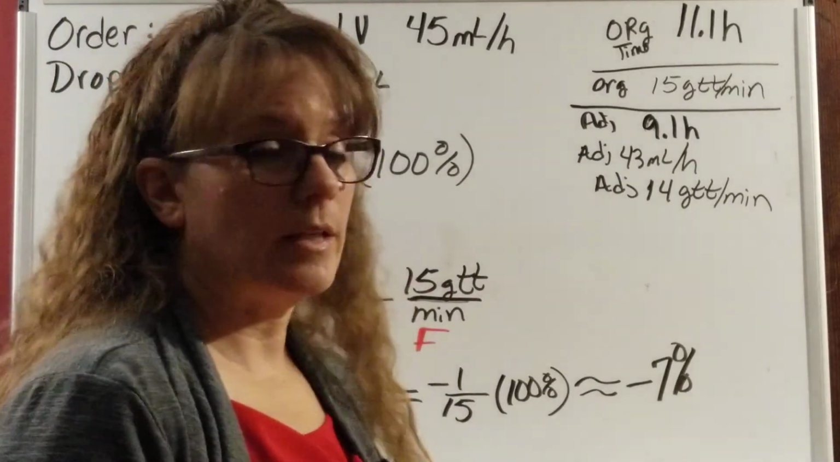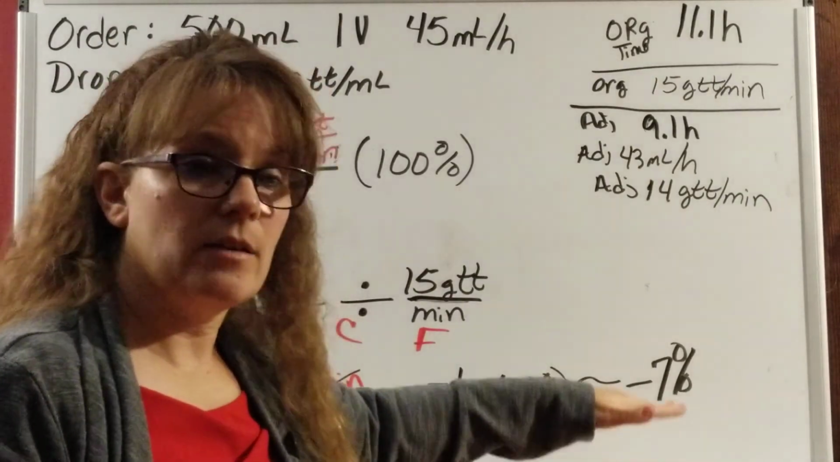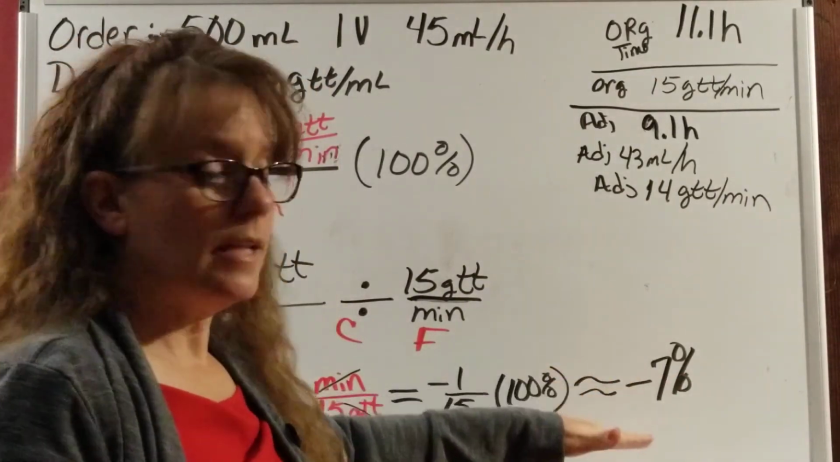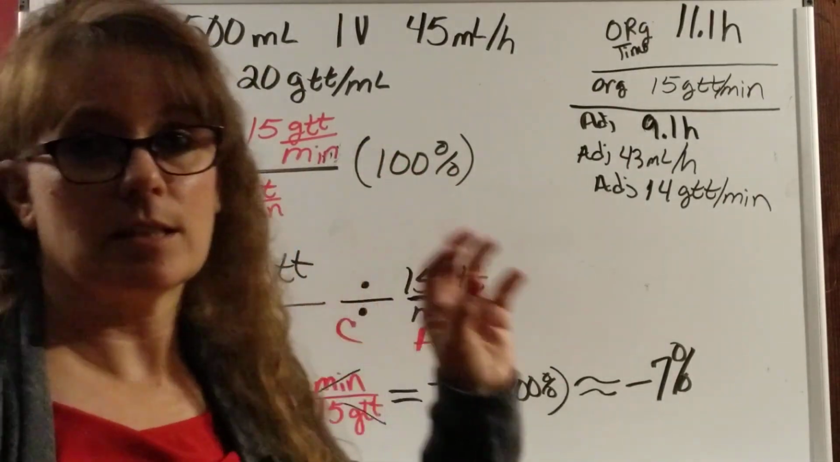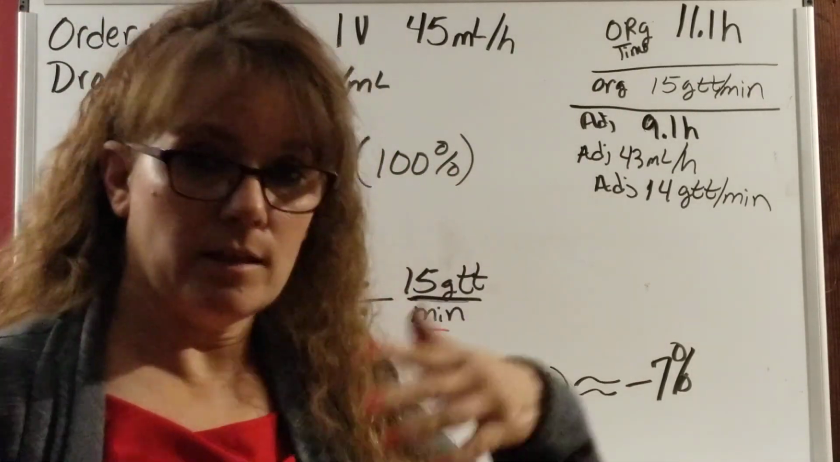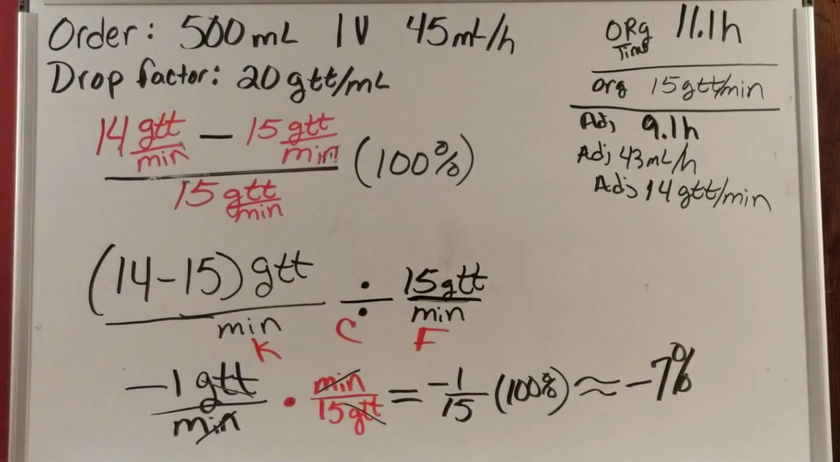So my action plan, and you would have to make a statement, is that my variation is a negative 7%, and that negative tells me that the adjusted is too fast. We need to decrease the flow rate, and then we'll have to go about the protocol on that. And that is solving for variation.